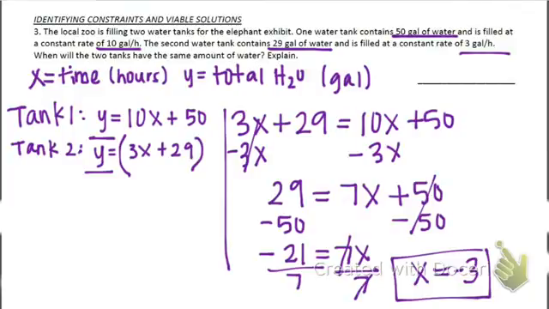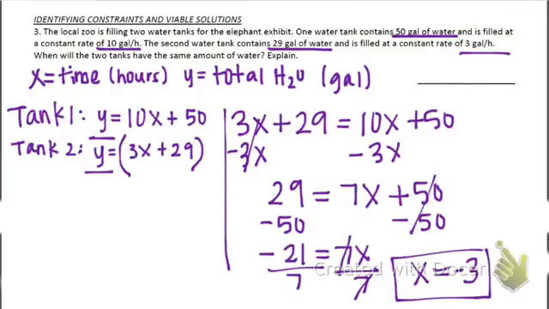So after how many hours will the two tanks have the same amount of water? Negative 3 hours. Does that make sense? Why? Well, we're filling the tank. Why does this answer not make sense? Can you have negative time? So will these two tanks ever have the same amount of water?